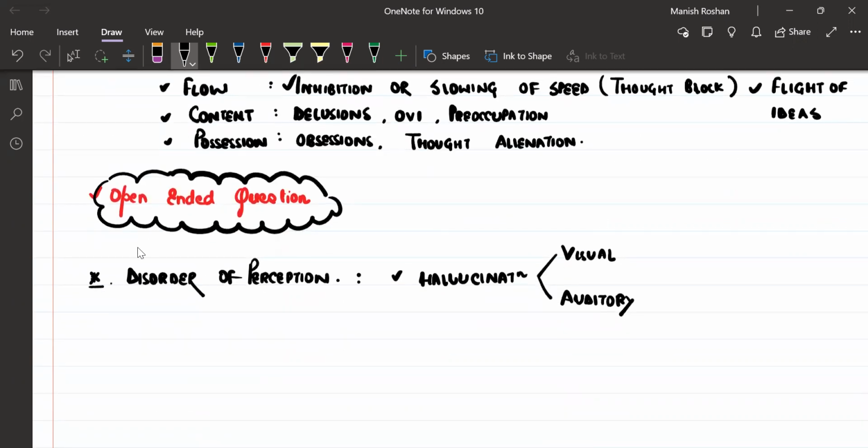And open-ended questions help a lot as far as describing the disorder of thought, speech, and mood is concerned. Same goes for the disorder of perception, in which hallucinatory behavior, which we previously mentioned in the general appearance and behavior, now you have to give a description to it.